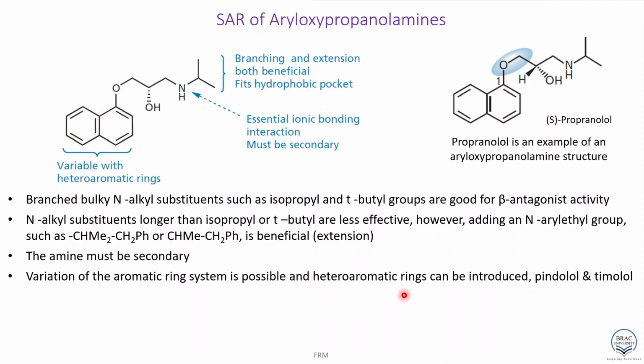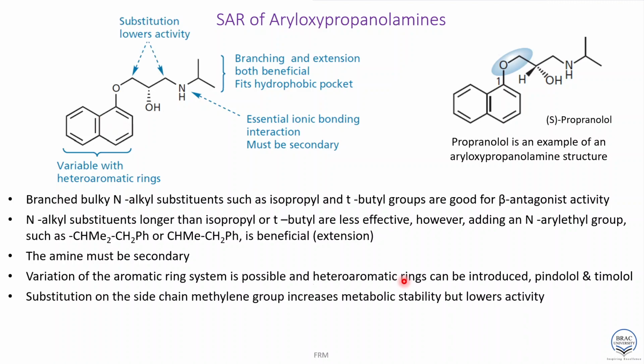Like other beta blockers such as pindolol and timolol, those mainly have a heteroaromatic structure here in the place of this naphthalene structure. Next, the methylene group in the side chain. Here a methylene group is present, CH2 is present.